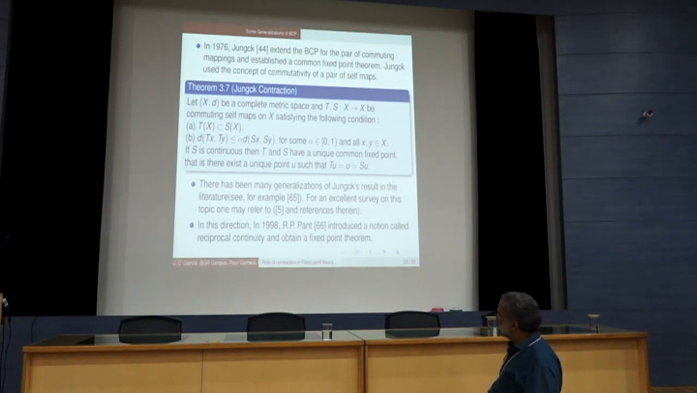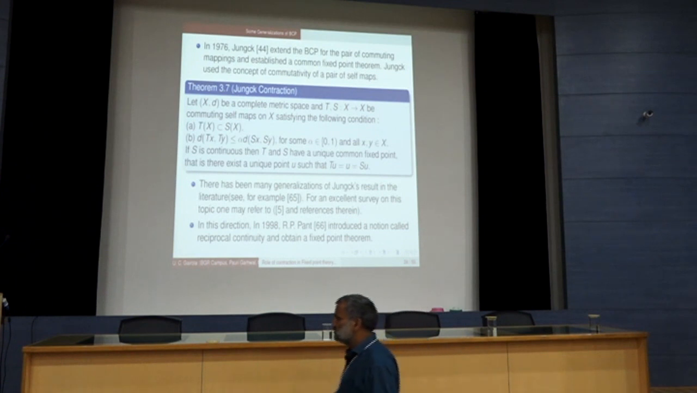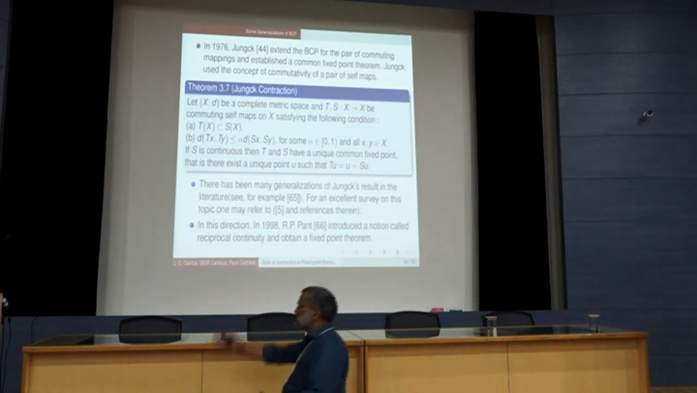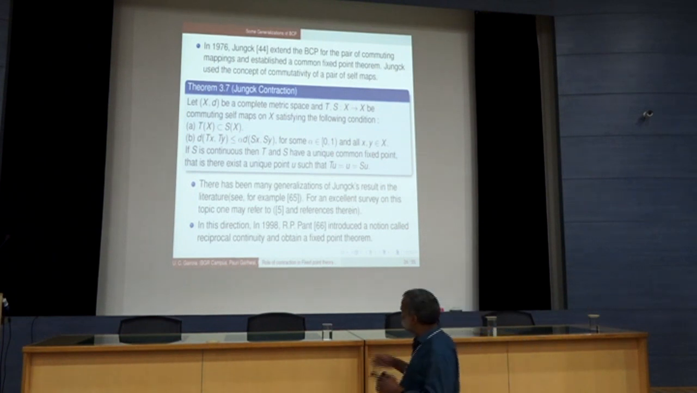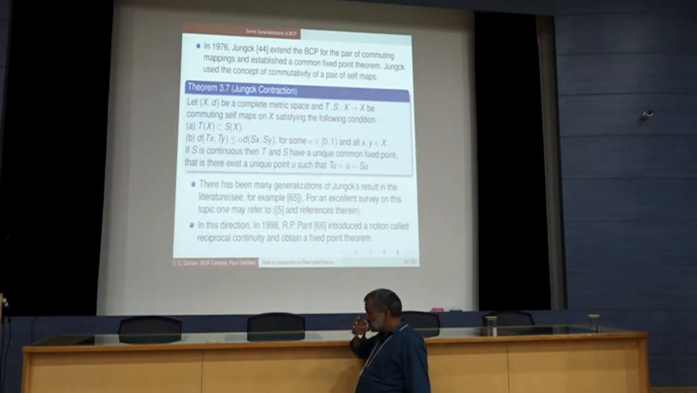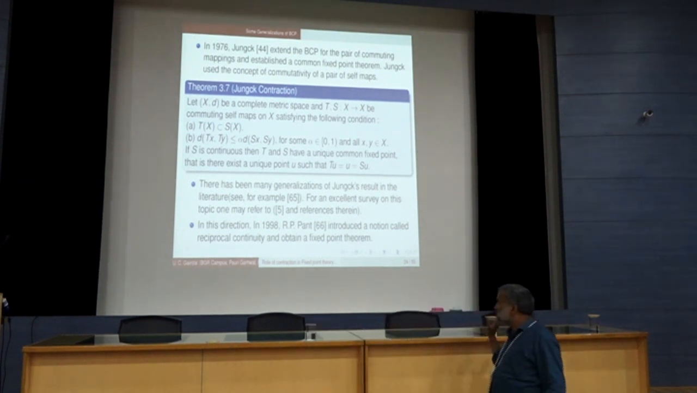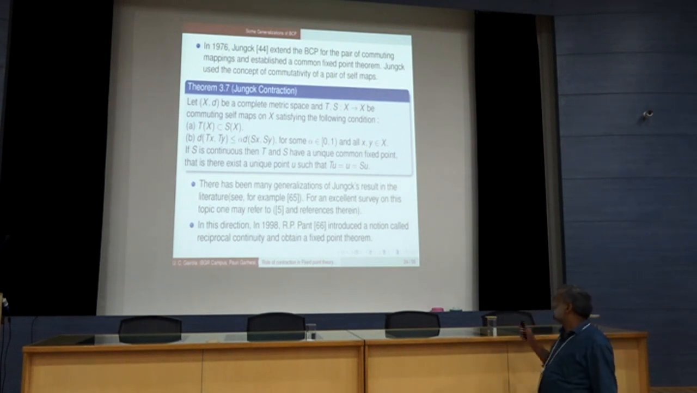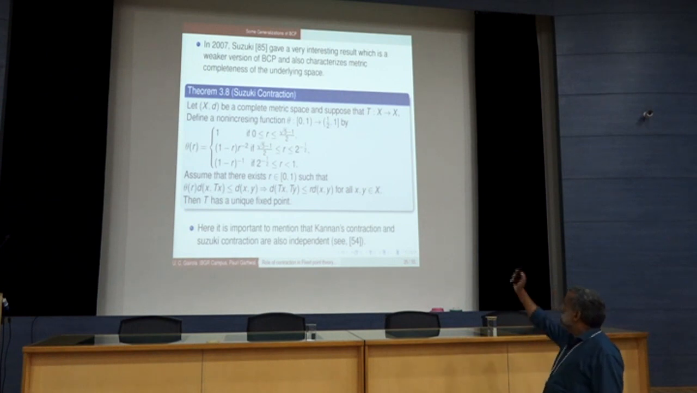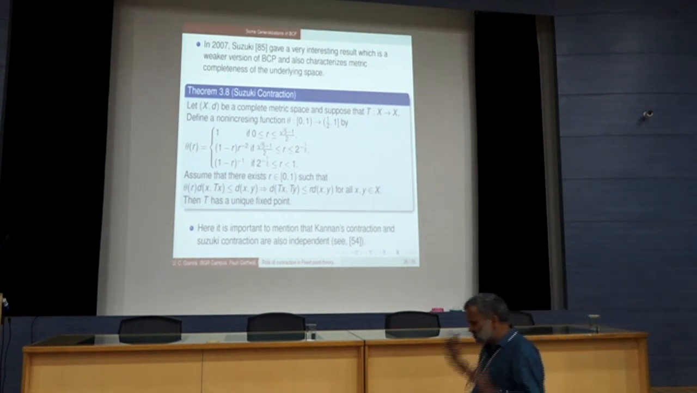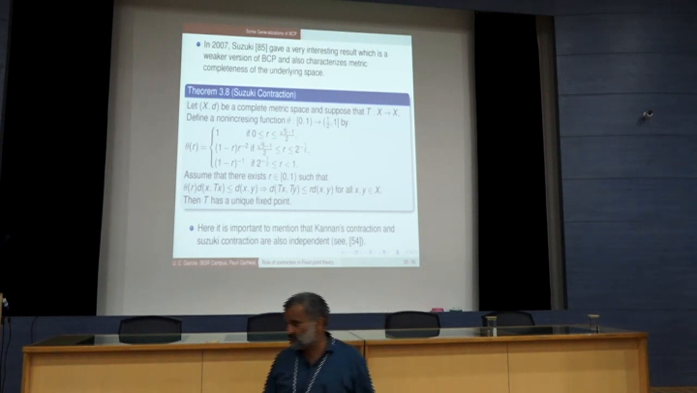After that there was a flood of papers for two maps, and after some time there came weaker conditions of commutativity, and weaker conditions after that, weak commutativity. Sessa defined weak commutativity. After that Professor Pant from Kumaun University defined weaker commutativity, and there are so many weaker conditions of commuting maps.